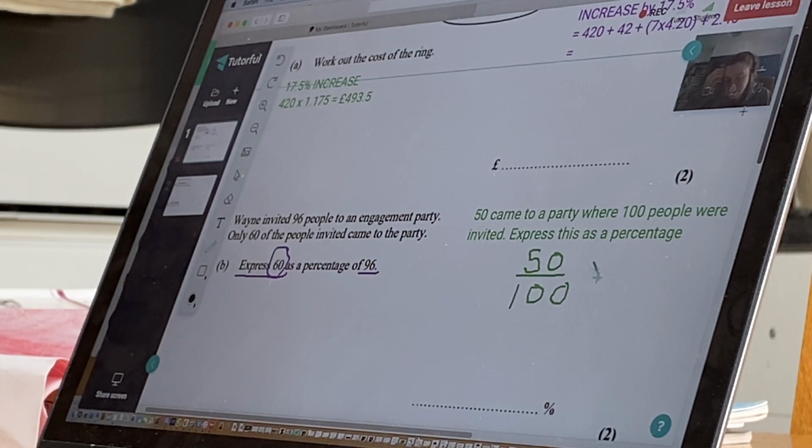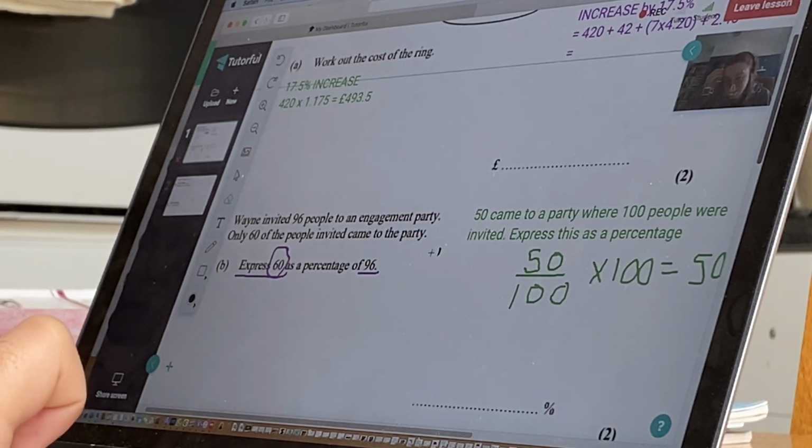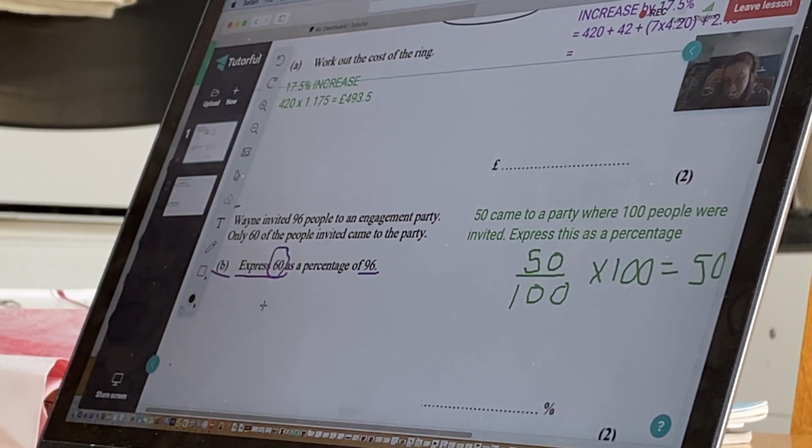So actually, when we times that by 100, we get 50%. And if you simplify it all the way down, it goes to 1/2. So use this one that I've just done in green to see if you can figure out this one that I've scribbled on in purple, 60 out of 96. So see if you can write it as a fraction first. I think that might be easier.